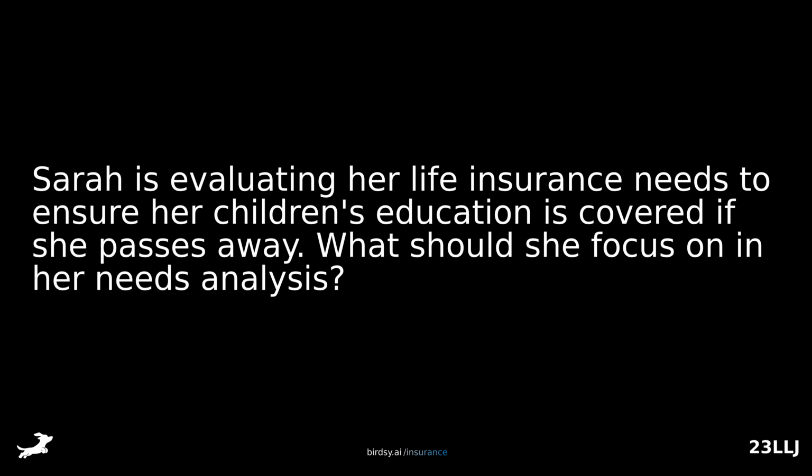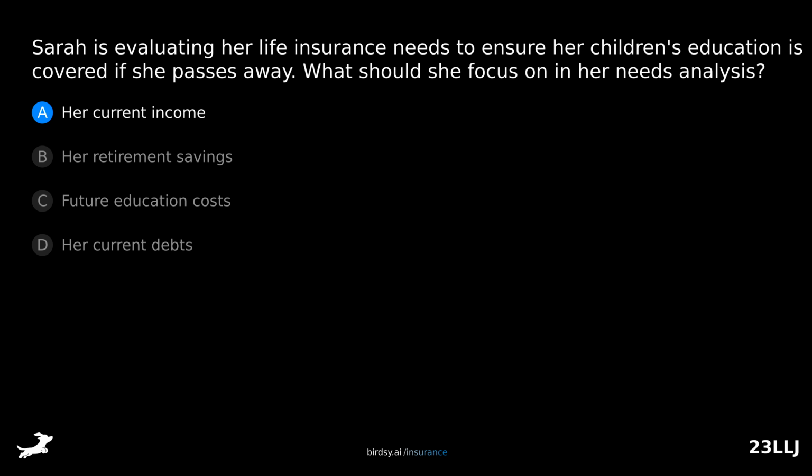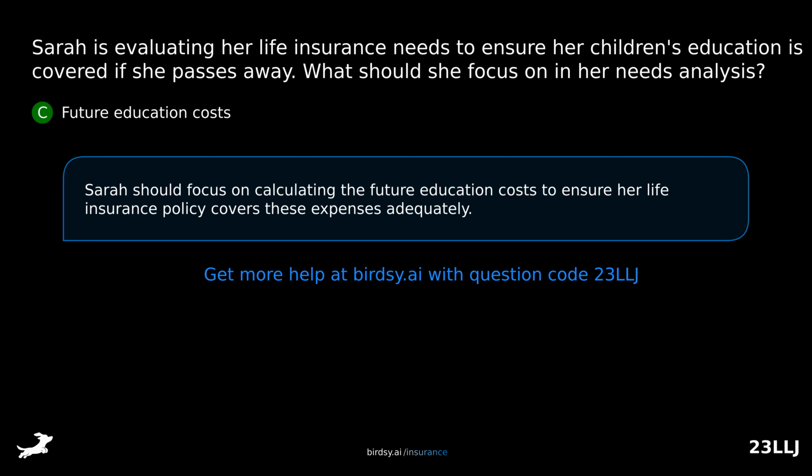Sarah is evaluating her life insurance needs to ensure her children's education is covered if she passes away. What should she focus on in her needs analysis? Is it A, her current income, B, her retirement savings, C, future education costs, or D, her current debts? The answer is C, future education costs. Sarah should focus on calculating the future education costs to ensure her life insurance policy covers these expenses adequately.